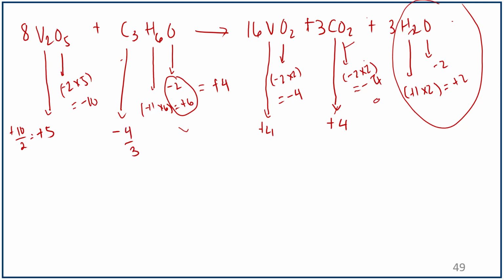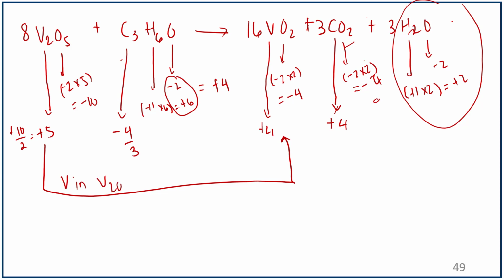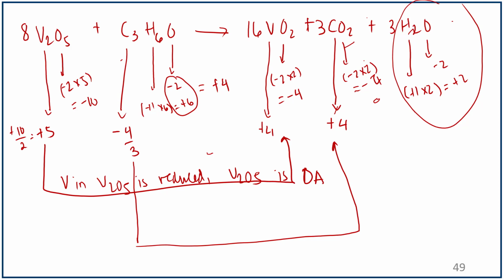Once again, it's okay to have fractions as oxidation states. We notice that vanadium in V2O5 is being reduced. So here V in V2O5 is reduced, and therefore V2O5 is the oxidizing agent. And then here we see that the carbon in acetone is being oxidized from negative to positive. So C in C3H6O is oxidized, and therefore acetone is the reducing agent. All right, that's it.